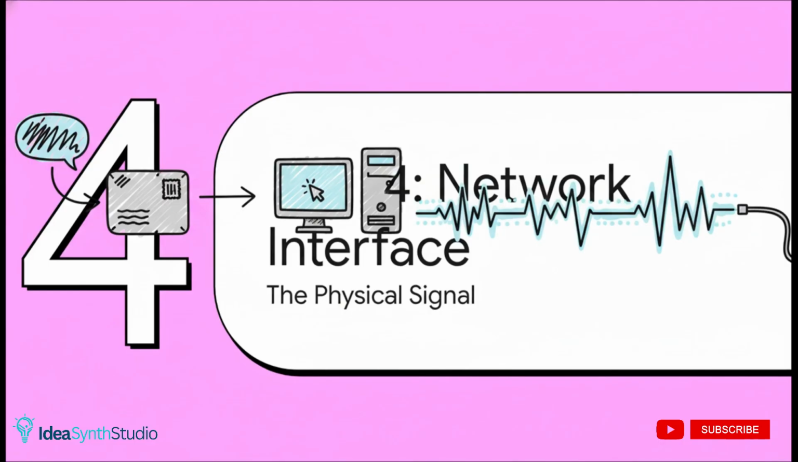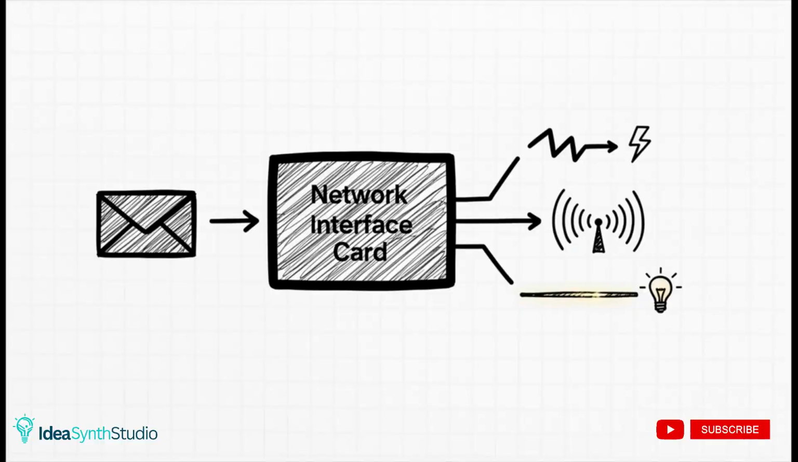Just one more thing has to happen before it can actually leave your device. It has to stop being digital and become physical. And that's the job of our final layer on the way out, the network interface layer. This is where the digital world literally touches the physical world. It takes our packet of ones and zeros and translates it into something real. Electrical signals for your Ethernet cable, radio waves for your Wi-Fi, or little flashes of light for fiber optics. Our letter is now officially on the mail truck and on its way.